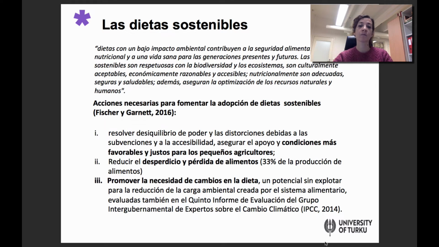So these are some suggestions, and also of course the first one about taking into account small farmers and the necessities of these small farmers and how to make the system more favorable for them. So all these actions that have been defined by these authors could go in the direction of promoting sustainable diets in different countries.